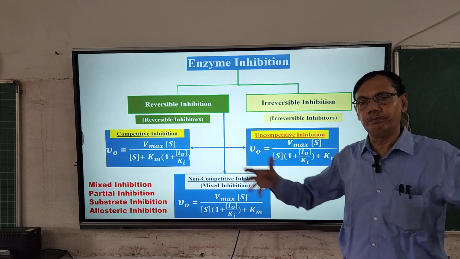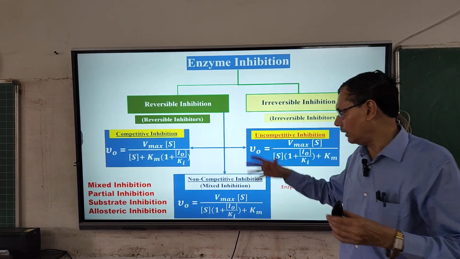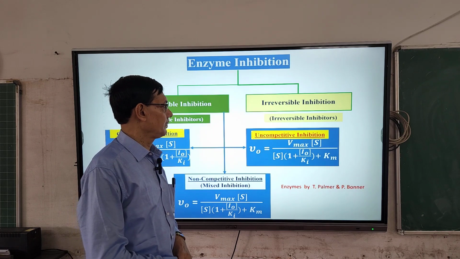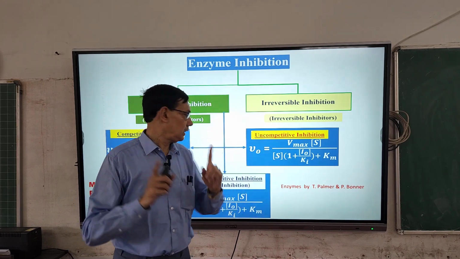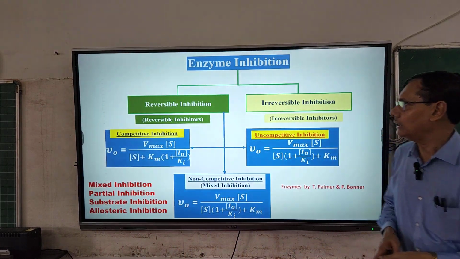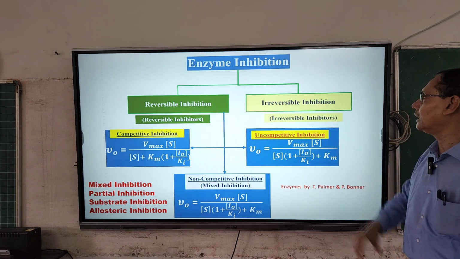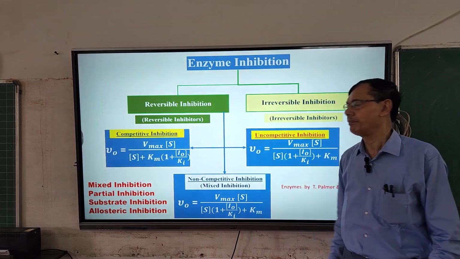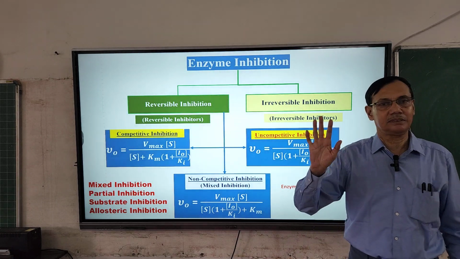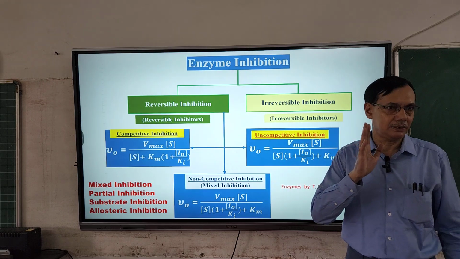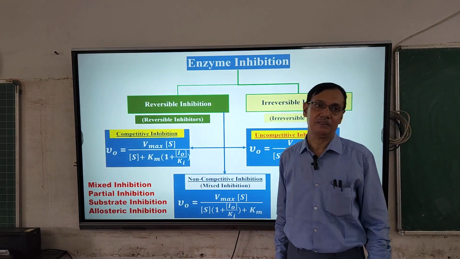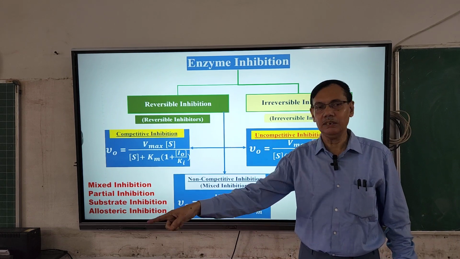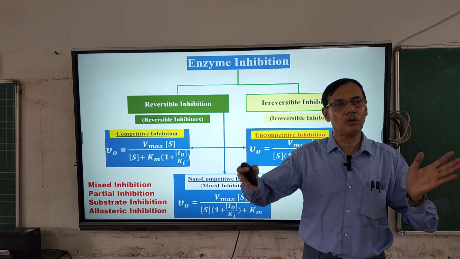Now, it is a very broad chapter. If time permits, I will derive some of the equations of this inhibition, but basically there are two types of inhibition. One is reversible inhibition, another is irreversible inhibition. The definition is very simple. Reversible inhibition can be divided into three parts. One is competitive inhibition. Very simple. That means there is a competition for the active site between the enzyme and the inhibitor. So that is called competitive inhibition.